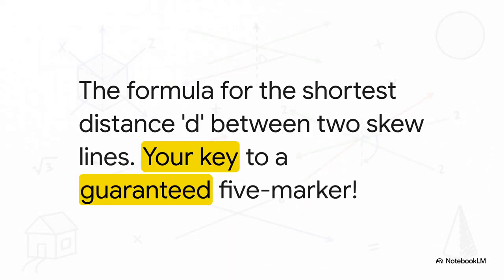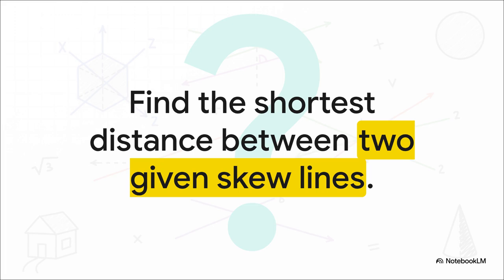And this is the ultimate weapon, the formula to find the shortest distance d between them. Yes, it has a cross product and a dot product. But don't you worry, if you just follow the steps one by one, this is a guaranteed pukka 5-mark question. You just need to be calm and follow the recipe. So let's put this formula to the test, shall we? Here's an example, right out of your book. We've got two lines. Our mission, find the shortest distance between them.